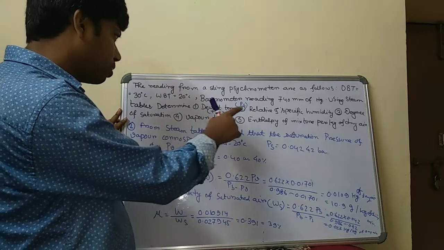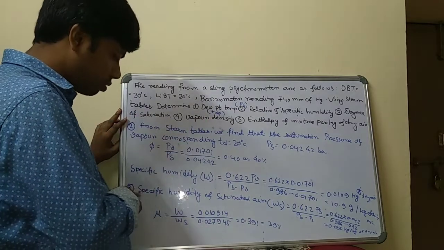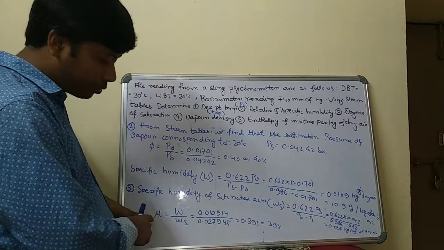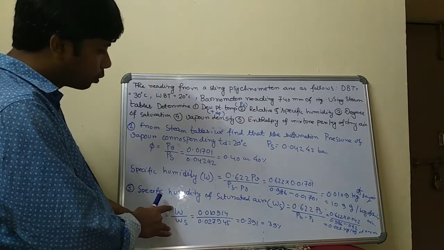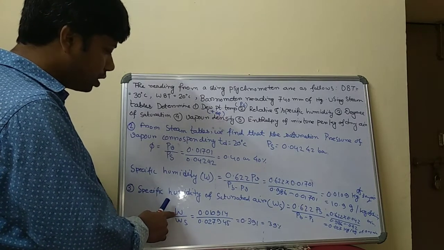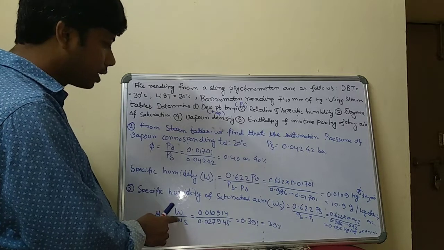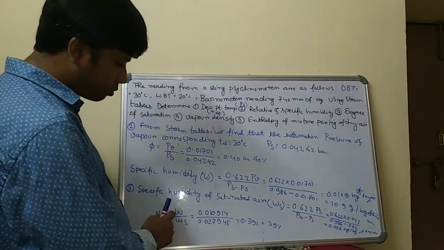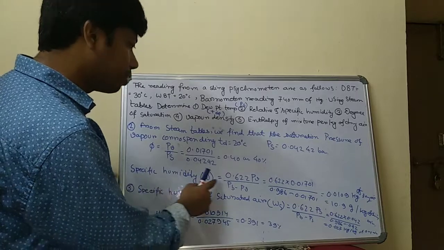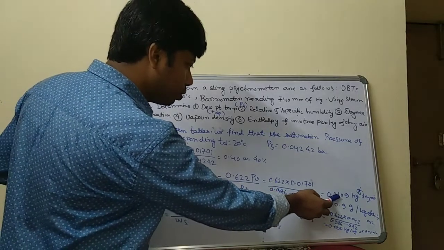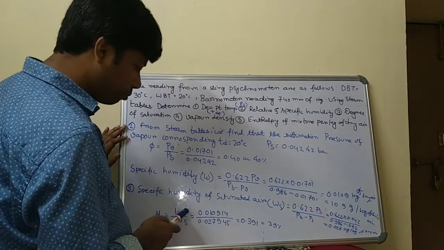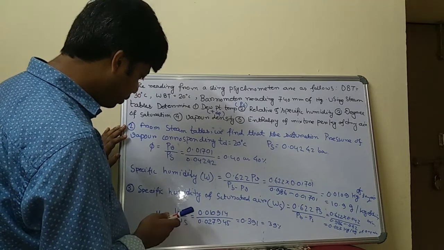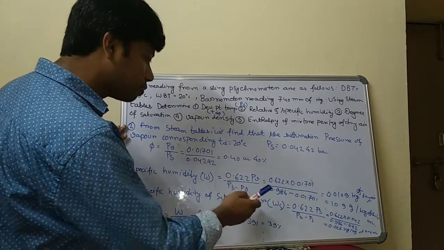Now the last part of the numerical is the degree of saturation. When you calculate the degree of saturation, which is mu, it is the ratio of W, the specific humidity, divided by the specific humidity of saturated air. The value of W is 0.0109. But what is the value of WS? Because WS is the specific humidity of saturated air.